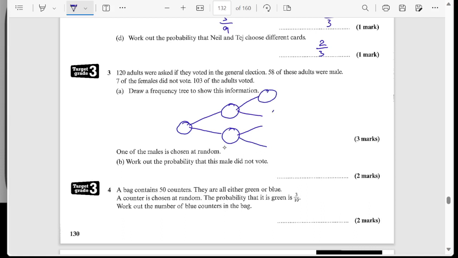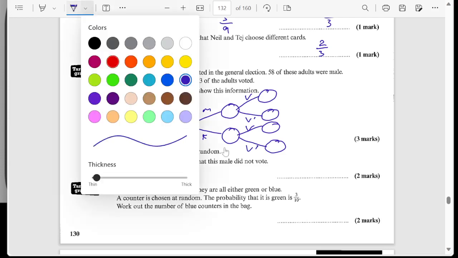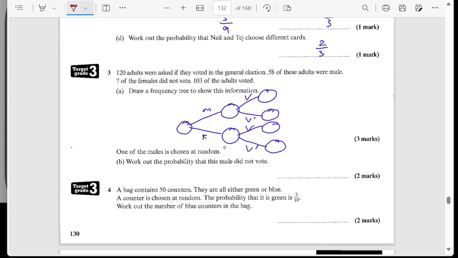Not the greatest of artists. That represents all of the outcomes we could have had. First of all, male and female. And then we've got voted and not voted. So I'm going to go V and V dashed for not voted, V and V dashed. And then I'm going to put some of the information in. So I'll change pen for this. And I'll do this as 2 different colours anyway.